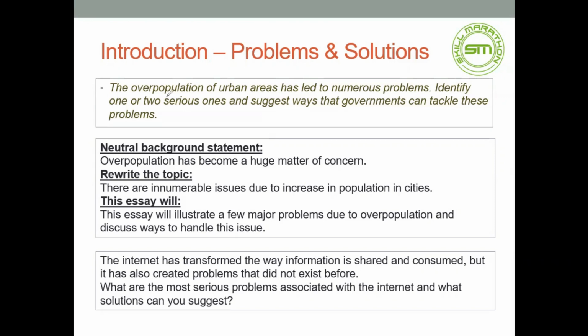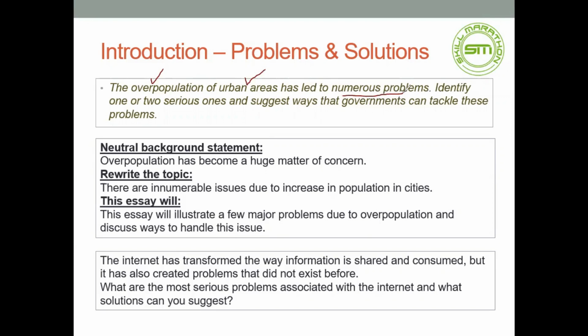It says the overpopulation of urban areas has led to numerous problems. So what is the problem statement here? Overpopulation. Where? In cities. What are they saying? Because of a lot of population in cities, there are a lot of issues happening. This is a factual statement.